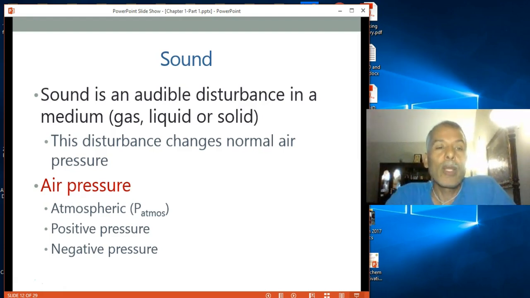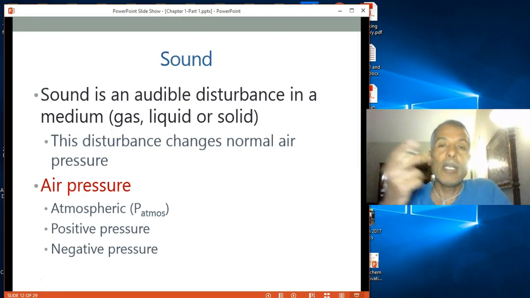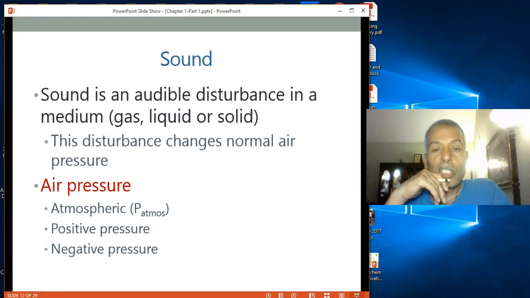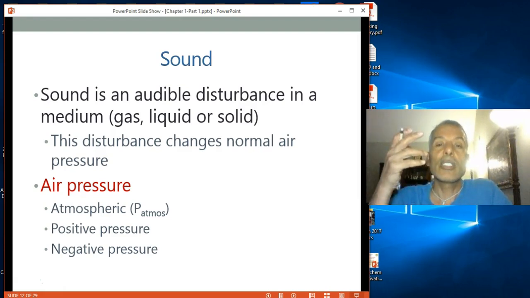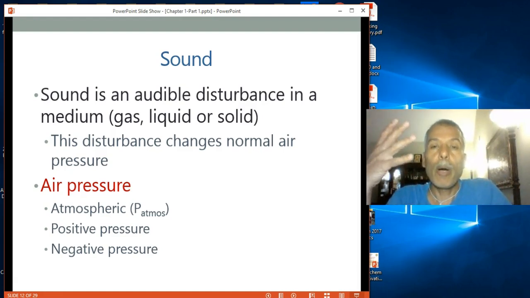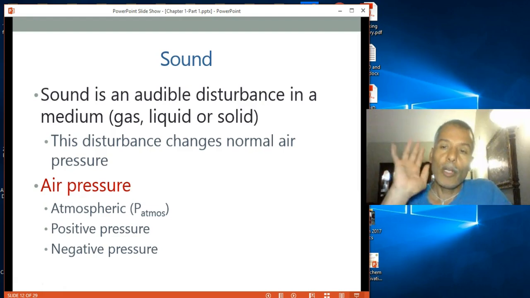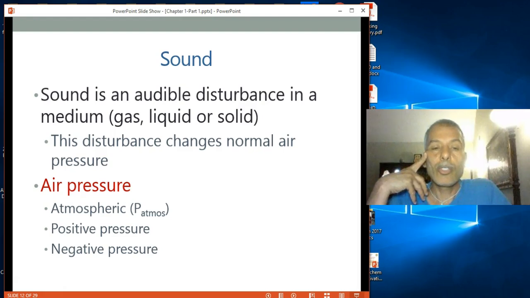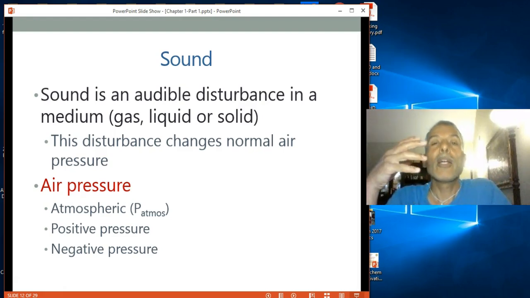It is food. So sound is an audible disturbance, a disturbance that is possible to be heard if someone is there. And that disturbance can happen in a medium like gas, liquid, or solid. If we speak about air, because we obviously live in an air bubble, as we speak, we move air around, and air generates or makes sound for us. So the disturbance changes normal air pressure.